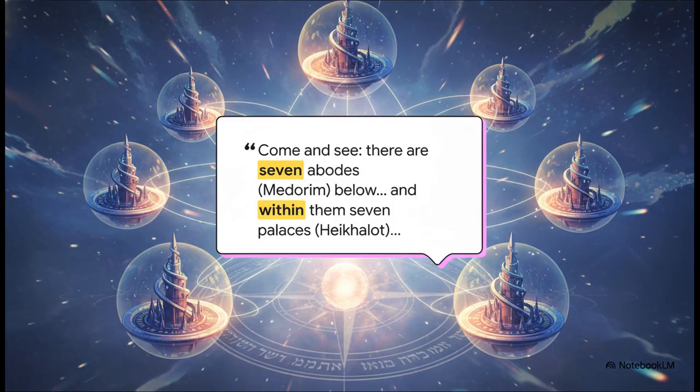And this right here, this is our launch code for the whole exploration. Rabbi Shimon is laying out a cosmic blueprint. He gives us two key words, Midorim, which are like these outer abodes, and Heichalot, or palaces. But the real secret, the word that unlocks everything, is Bego, which means within. This tells us it's not a stack of pancakes, it's a nested reality. One world exists dimensionally inside the other.